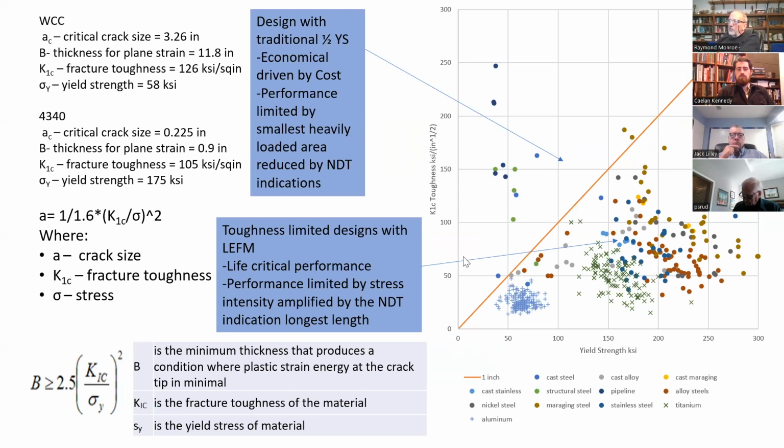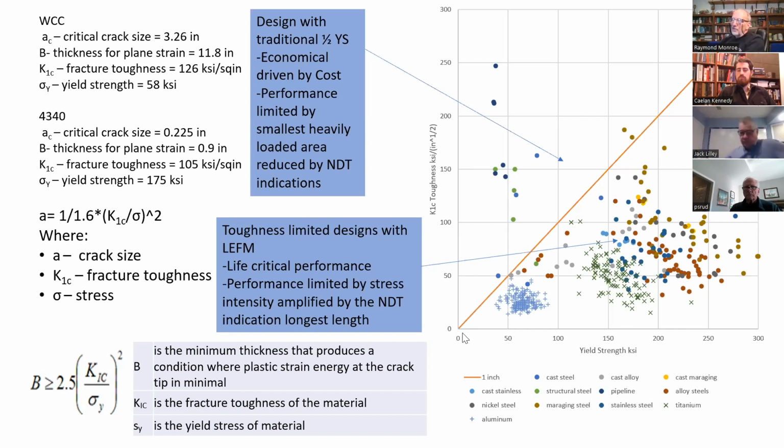Stosey's graph here is brilliant. This is the yield strength in English units, so this is pounds per square inch. This y-axis is the fracture toughness in KSI per square root inch. And so if you take the fracture toughness divided by the yield strength and square that number, that's how big of a plastic zone you have in front of the crack. That's supposed to be a measure of how ductile or how tough the material is.